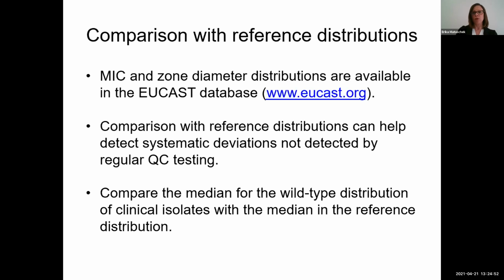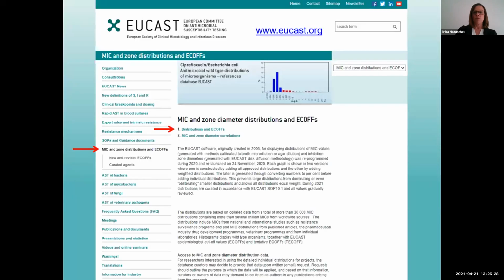Another way to quality control your data is to compare your own local distributions with distributions in the EUCAST reference database. This is a very good way to detect systematic deviations, and it's actually sometimes more sensitive than testing with quality control strains. Also, when laboratories contact us and say that they have problems with a specific strain-agent combination, we always ask if they have data for routine isolates, zone diameters, or MICs that we can compare with the reference distributions. This is where you will find the database on the EUCAST website.